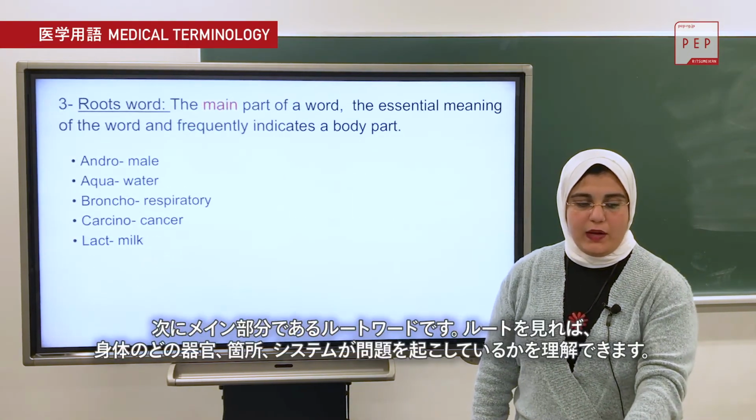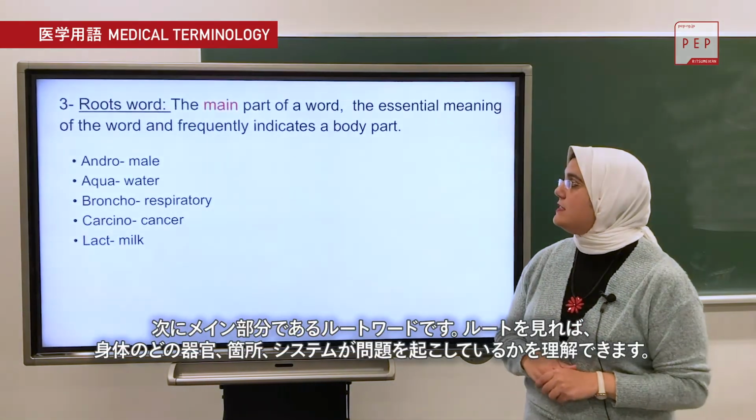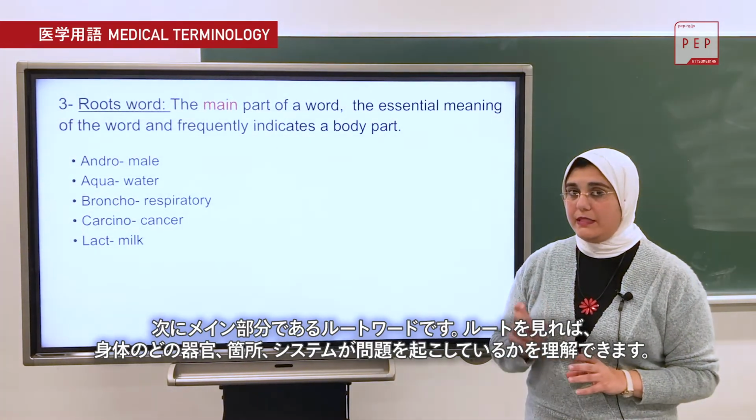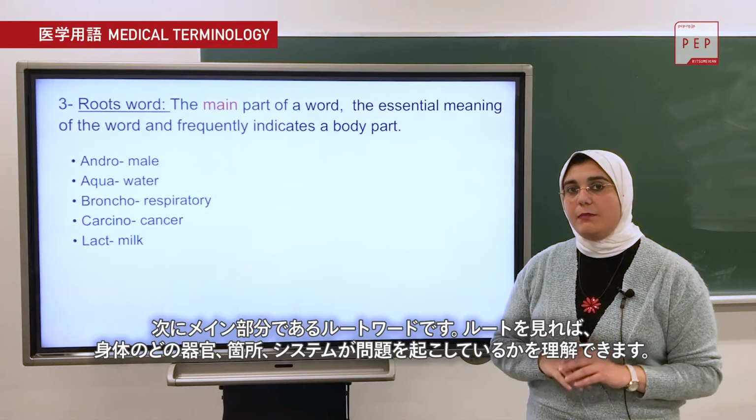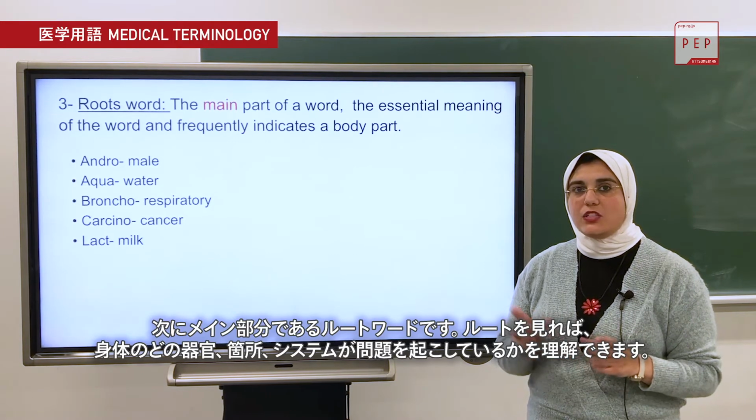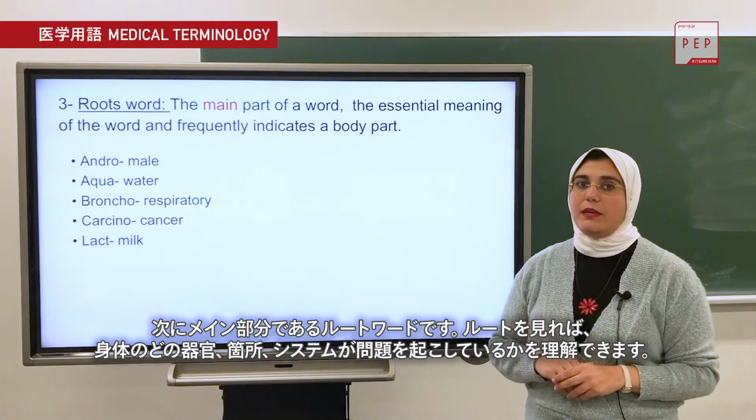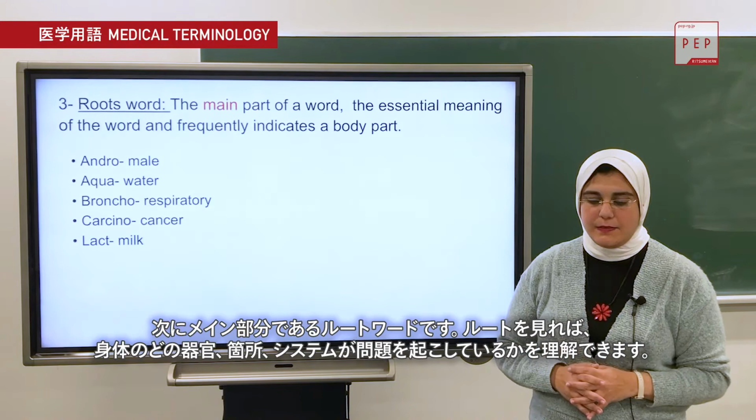Okay? Third one is the root word. This is the main part of the medical terminology, and simply you can understand which organ or which system in the body is affected and has the disease.